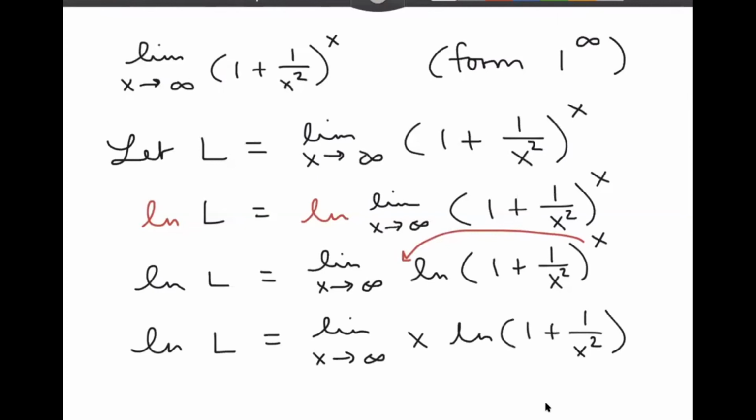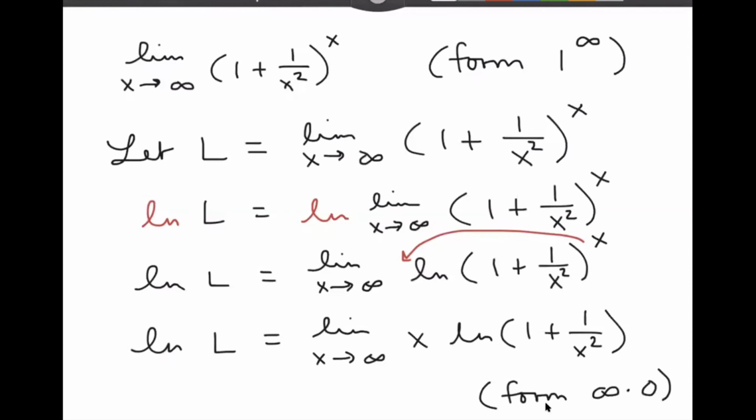Okay, so at a certain point, you recheck your form. As x approaches infinity, well, x approaches infinity, right? And 1 plus 1 over x squared approaches 1, and the natural log of 1 is 0. So now this has the form infinity times 0. And what did we say about that form? We said that instead of multiplying those two things together, you divide one of them by the reciprocal of the other.